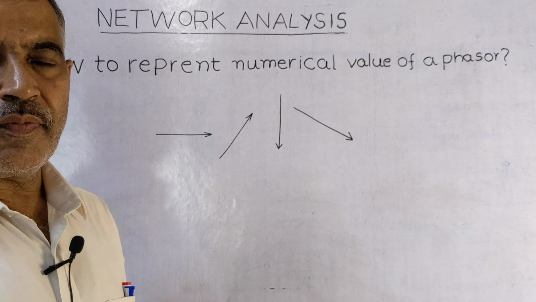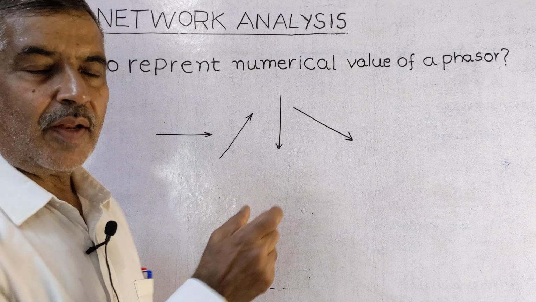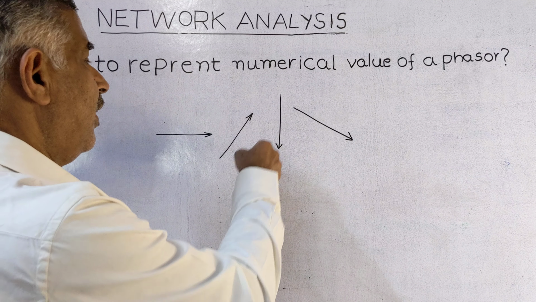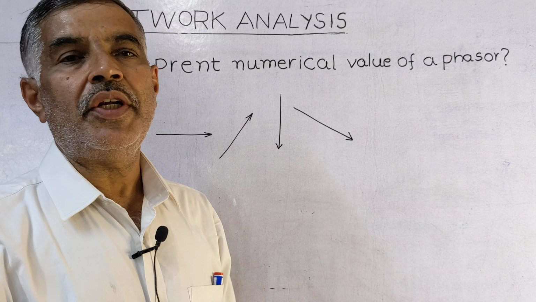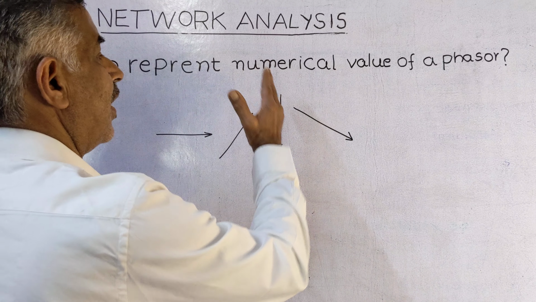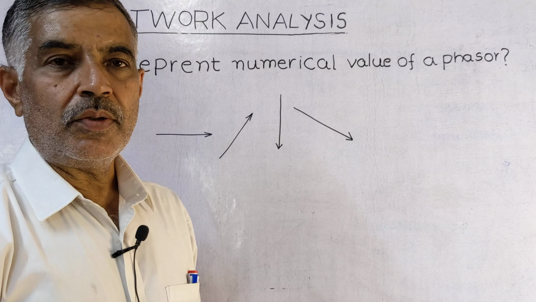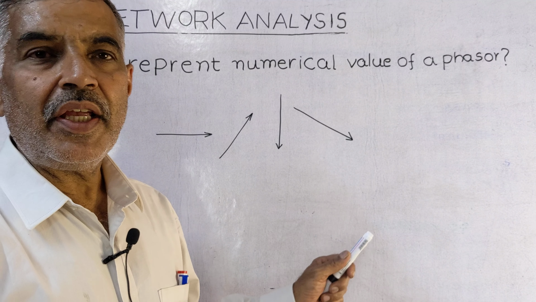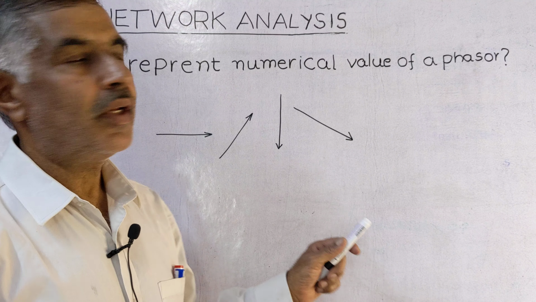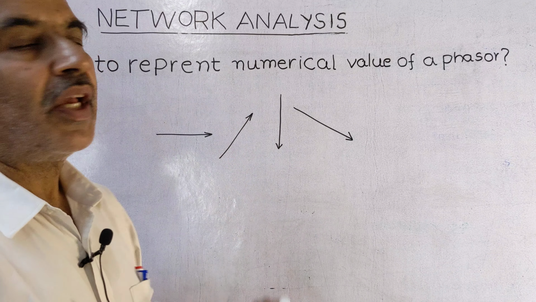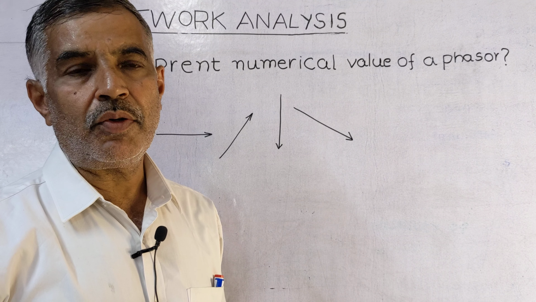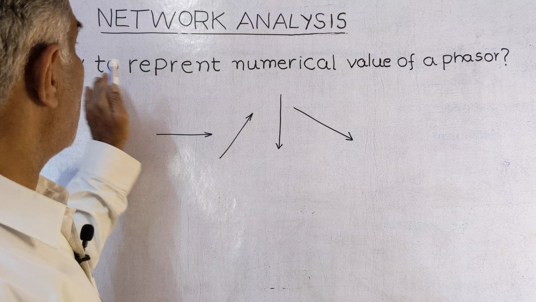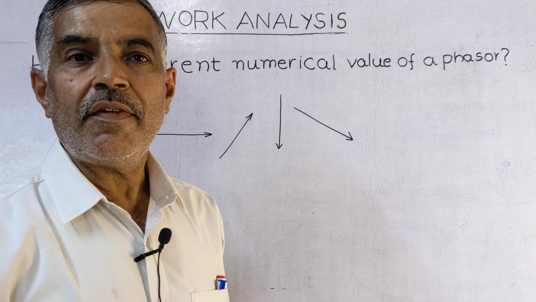As you know, the phasor length represents the amplitude, and we have to take orientation also into consideration, whether it is like this or like this or like this. So we sketch phasors on a two-dimensional plane. When you are sketching the phasors on a two-dimensional plane, how do you represent the numerical value? There are some standard forms, and we have to stick to these forms.